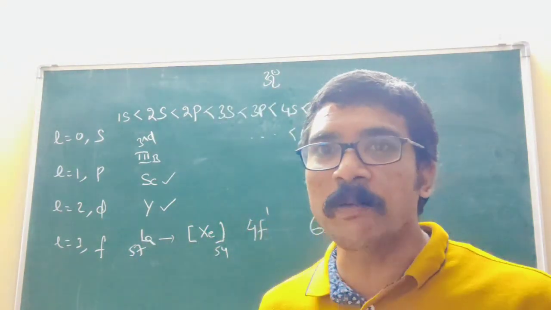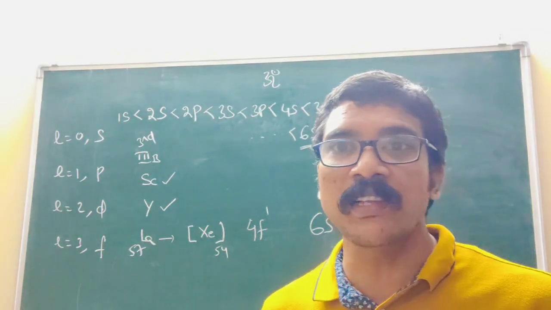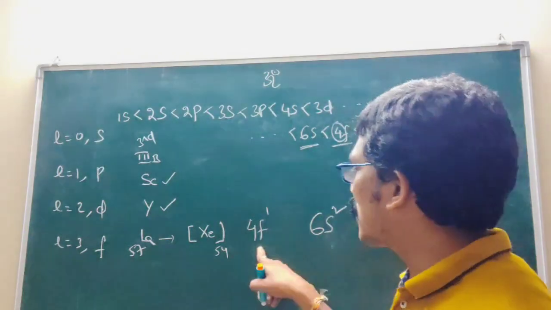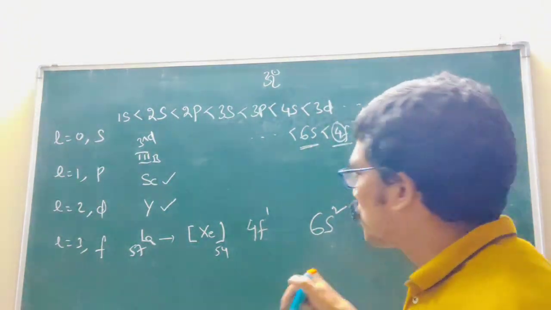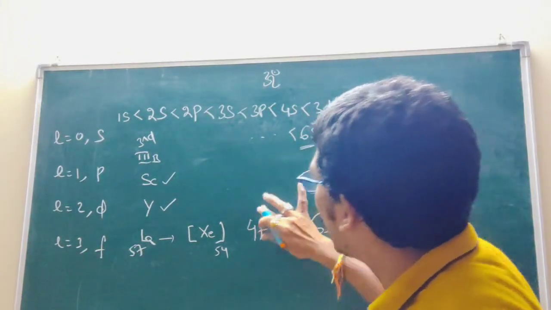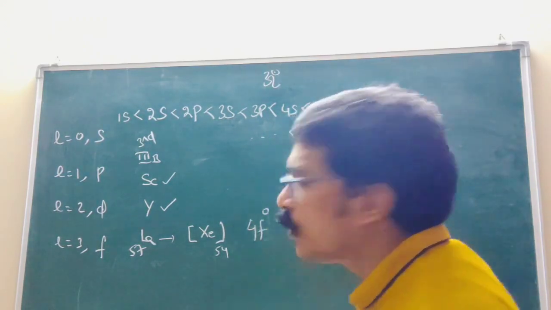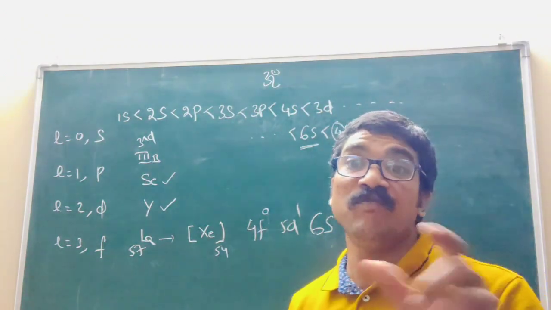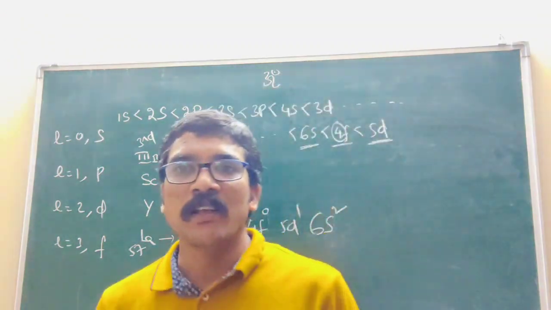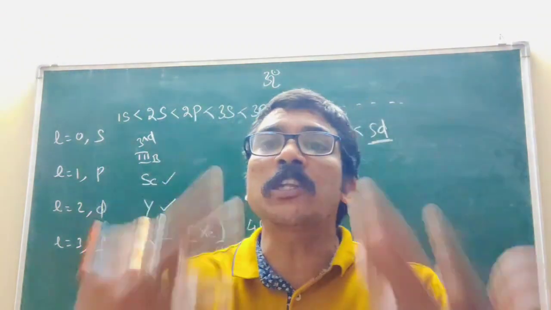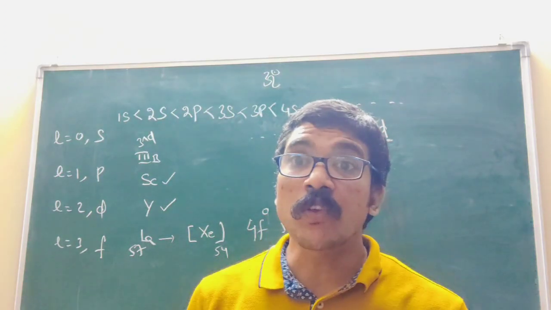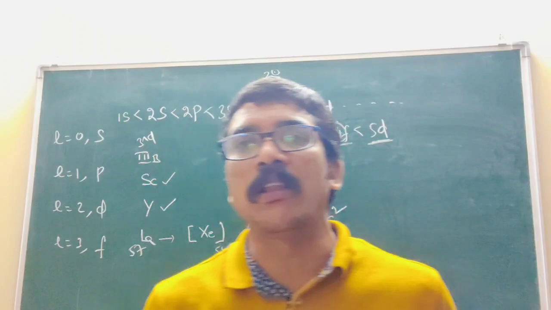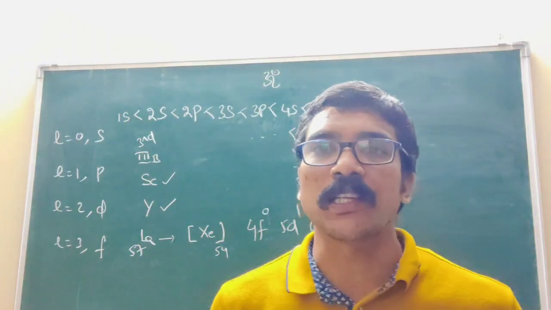Now, is lanthanum an f block element? No, we already explained lanthanum is not an f block element. That means this configuration is wrong. So the expected is 4f1, but the observed 4f is 0 and the electron is 5d1. That is why this is the anomalous, exceptional configuration. Like that, there are many elements in the periodic table having exceptional configurations.